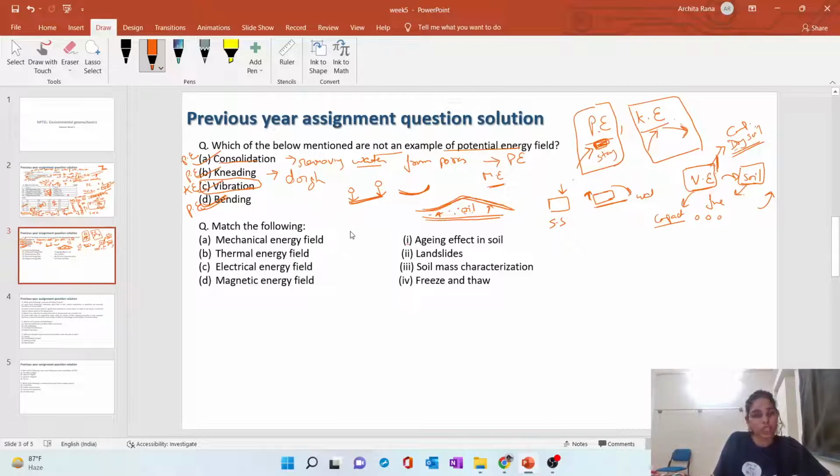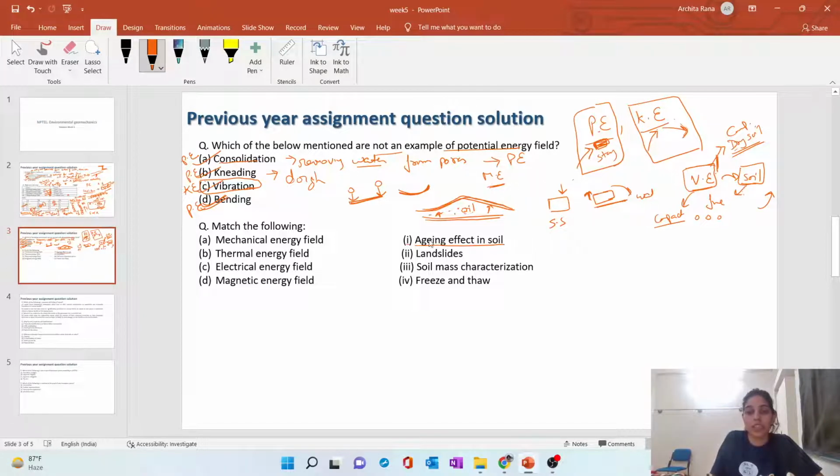Now, also in the mechanical energy field, sir has also given examples of which system is for mechanical energy and which one uses the electrical energy field. One is the aging effect in soil. To determine the age of a soil, people use electrical probes, right?